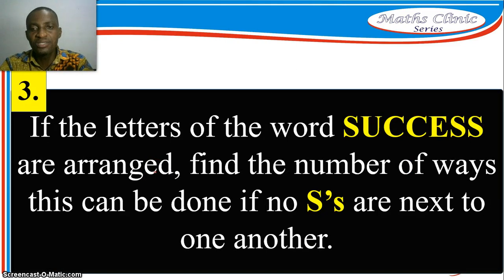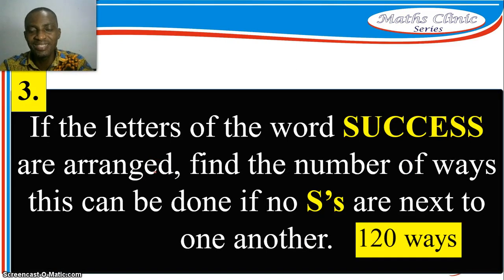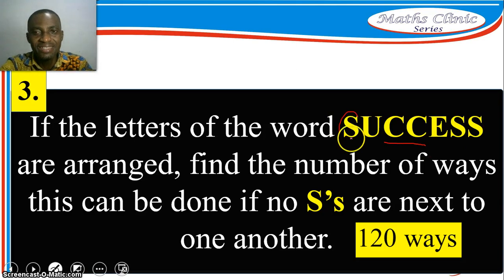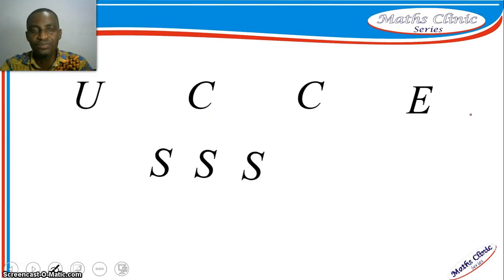Alright, so what is your answer here? Did you get 120 ways? If you did, you can clap for yourself. If you didn't do it, then I know your problem. Did you consider the fact that the Cs are repeating in the first set, and then the Xs that are supposed not to be together are also repeating? Now this is what you have to do.